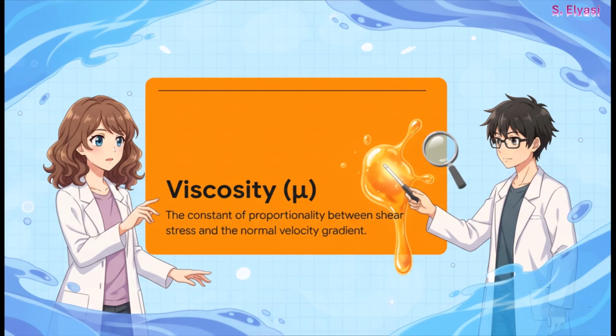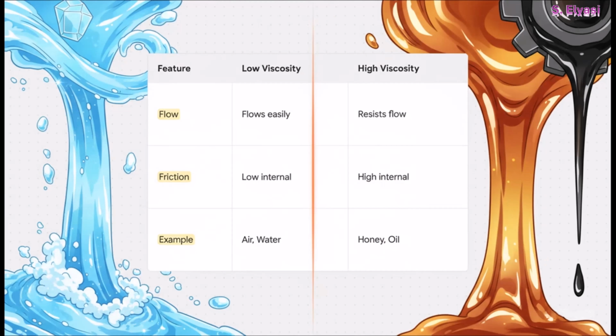So what's causing all this friction? Well, it's a property that all fluids have called viscosity. And honestly, the easiest way to think about viscosity is just as a fluid's internal stickiness. It's that drag force between all the little layers of the fluid as they're trying to slide past each other. On one end of the spectrum, you have low viscosity fluids. Think about air or water. They flow super easily, not a lot of resistance. But on the other end, you've got high viscosity stuff like honey or motor oil.